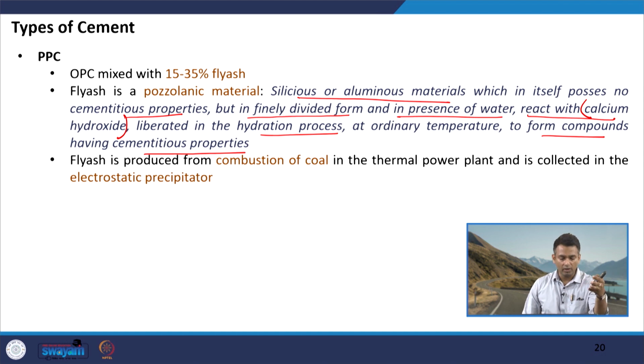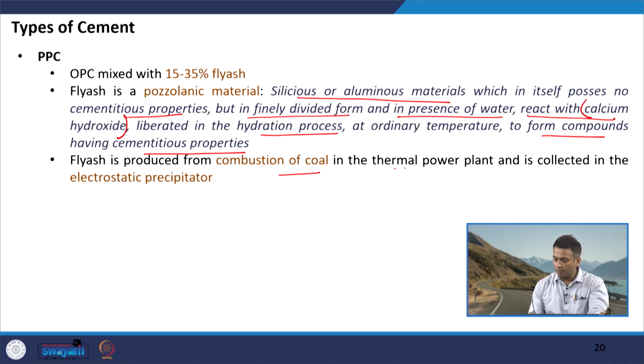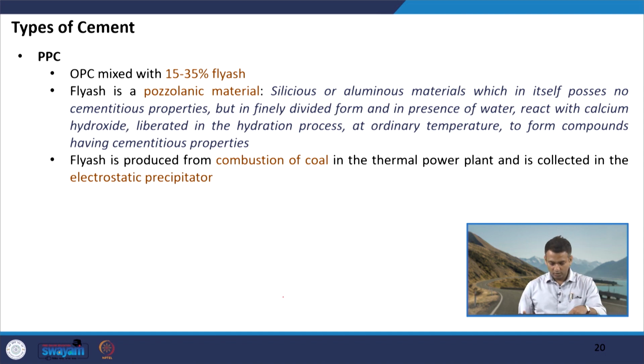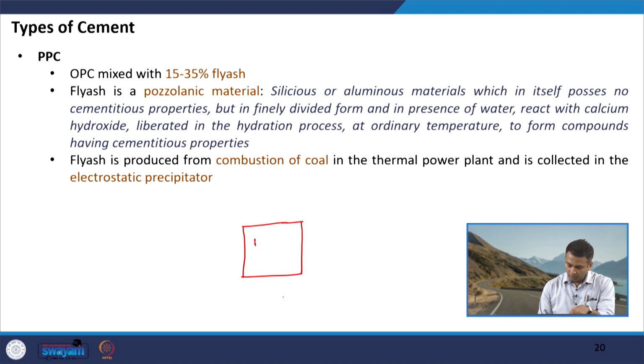So, I think we know already that fly ash is produced from the combustion of coal in the thermal power plant, and it is collected in the electrostatic precipitator. So, let us now see what typically happens in the thermal power plant. As we all know, a thermal power plant is meant to produce electricity, and this happens using steam and then turning turbines. So, we typically have a boiler which is heated using pulverized coal and air, all right.